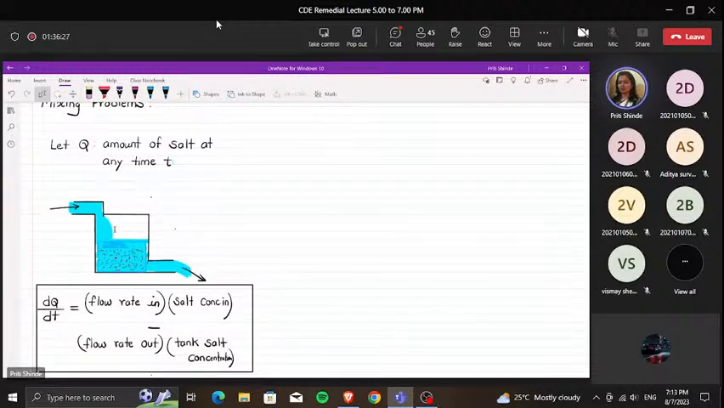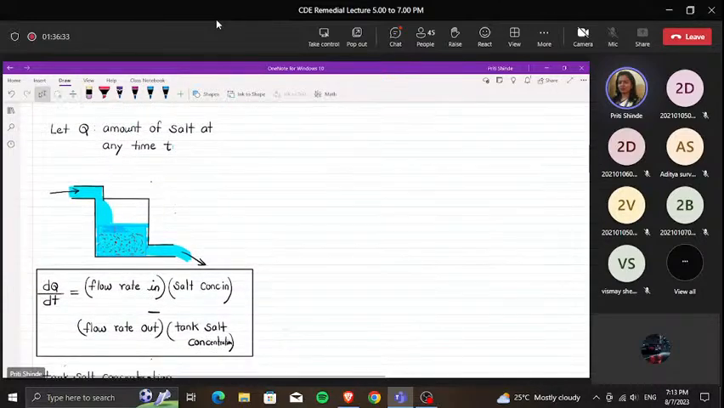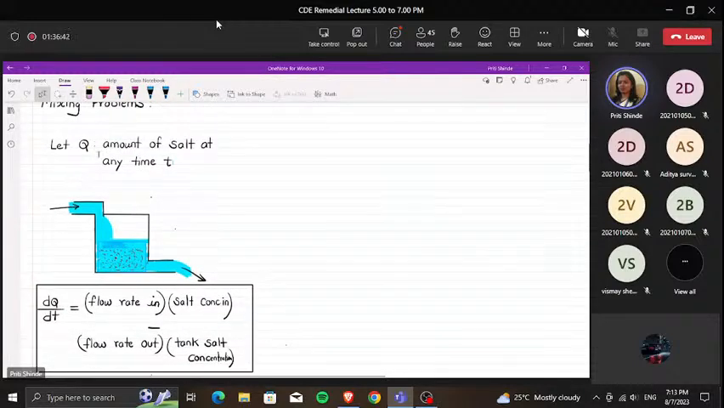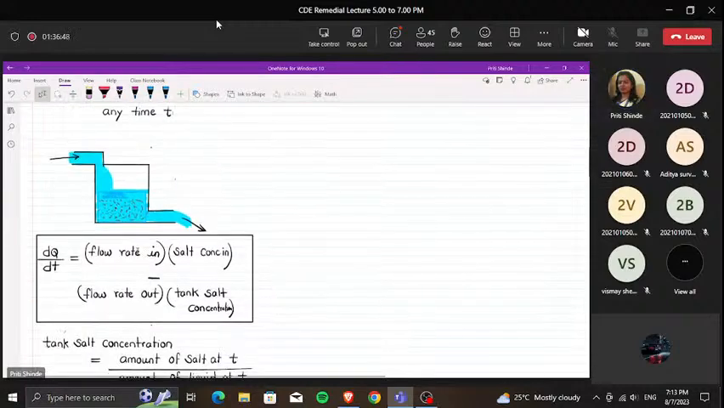So Q denotes the amount of salt at any time t. The rate of change of salt is dQ by dt. Some amount of salt is entering the tank, and at the same time liquid is leaving the tank. So we want the amount of salt at any time t.